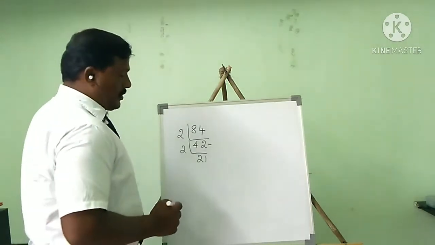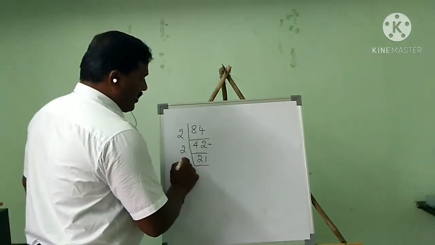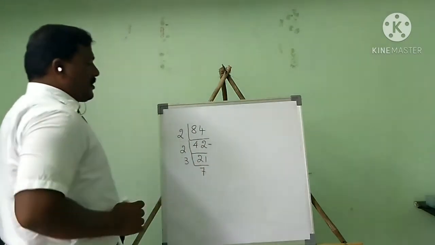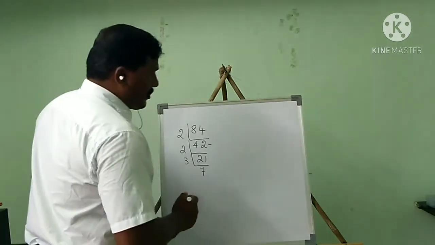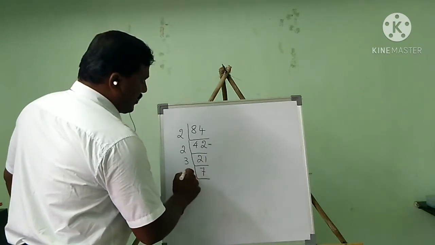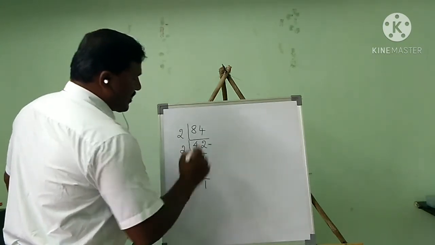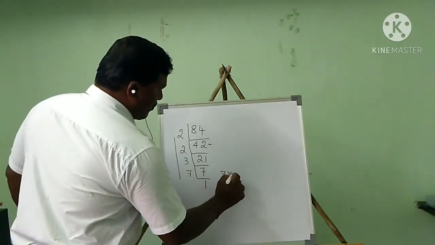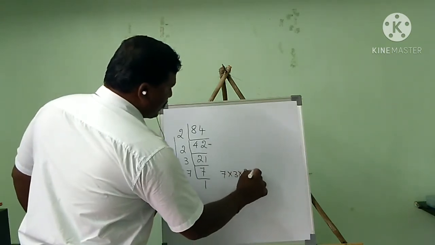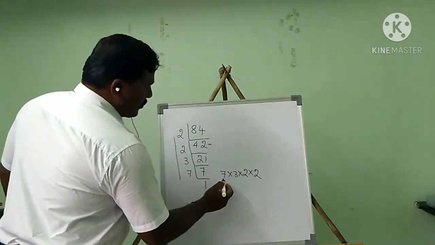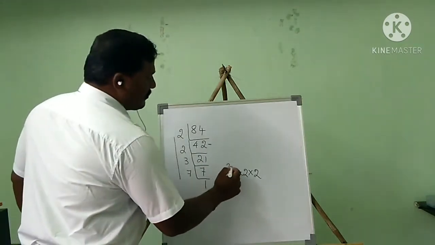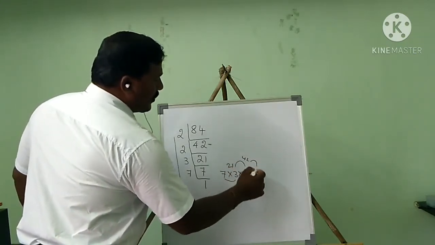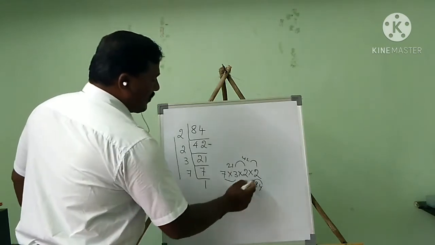Okay. Again I will divide by 3. Now 3. Okay. 7 3s are 21. So if I divide again by 7, 7 1s are 7. So if you take these numbers, 7 multiplied by 3 multiplied by 2 multiplied by 2, that is 1, 2, 3, 4 numbers. So 7 3s are 21, 21 into 2 is 42, 42 into 2 is 84. So 84 is the answer.